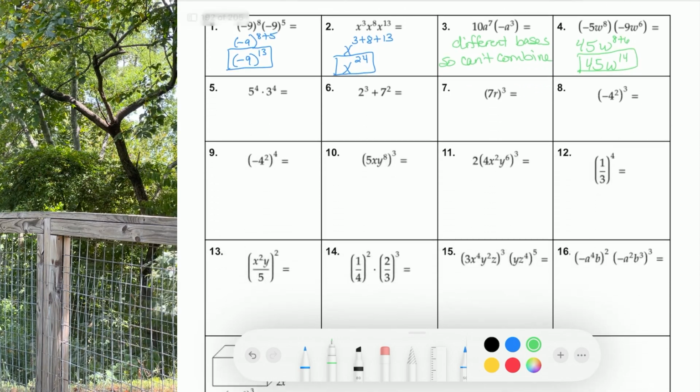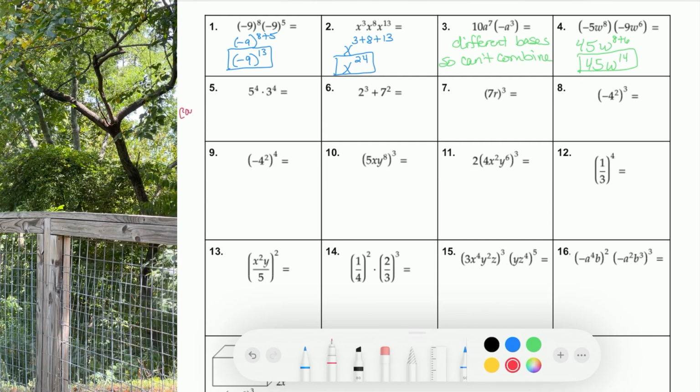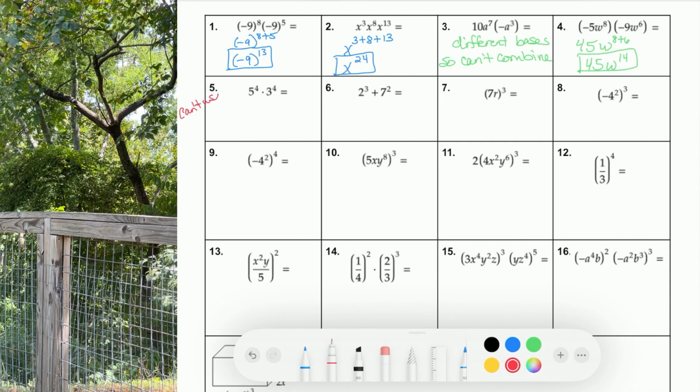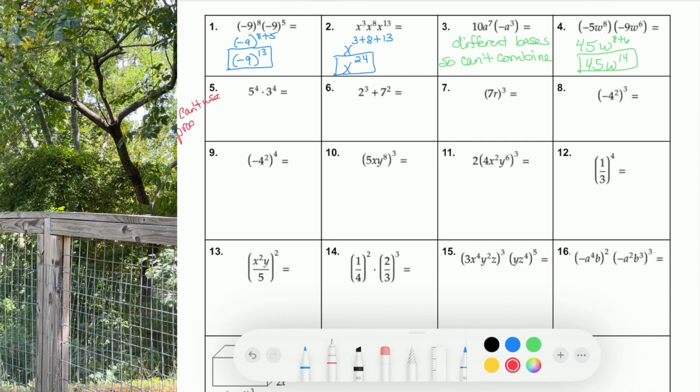Number 5. I have 5 to the power of 4 times 3 to the power of 4. I can't use the product rule here. Doesn't mean we can't solve it. I just can't use the product rule. So I'm going to write that here. Can't use product rule.